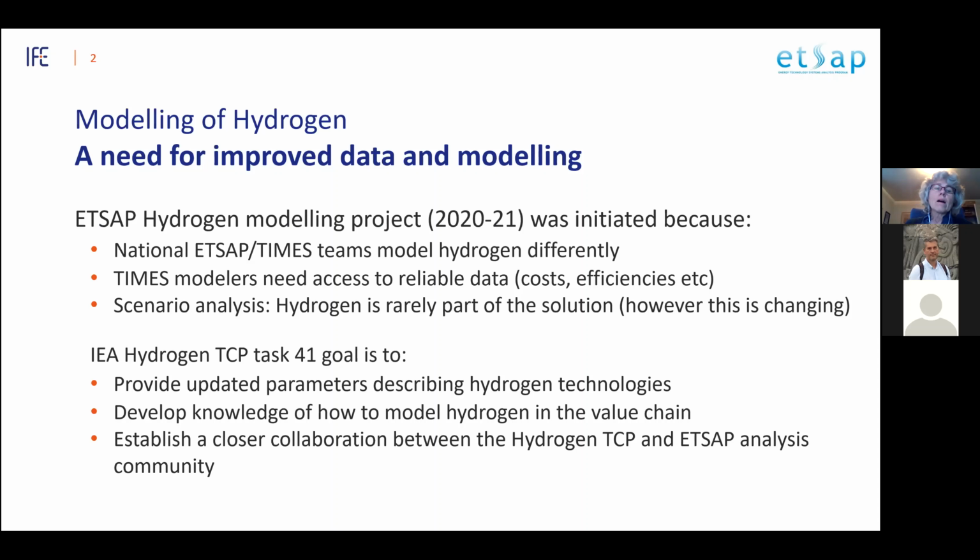And then the IEA Hydrogen-TCP has established a Task 41 with the goal to provide updated parameters describing hydrogen technologies, which is very useful for us, and also to develop knowledge on how to model hydrogen in the value chain. And a third goal of the hydrogen task is to establish a closer collaboration between hydrogen activities and the ETSAP analysis community.